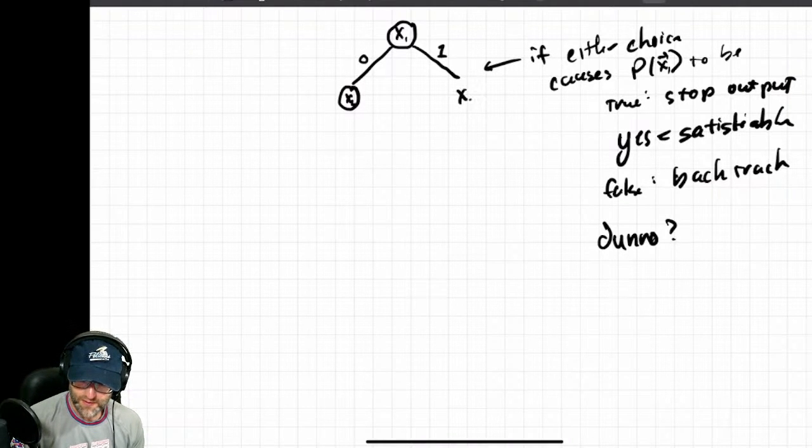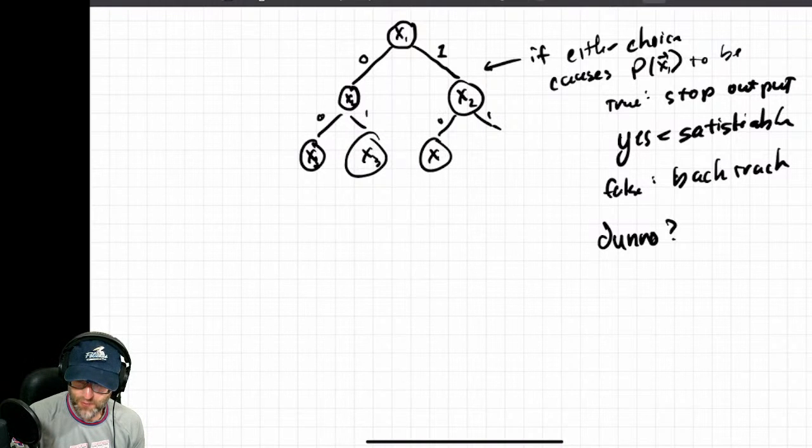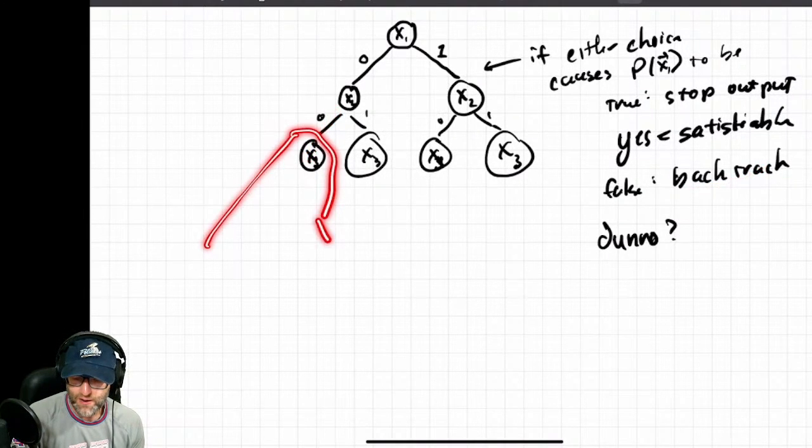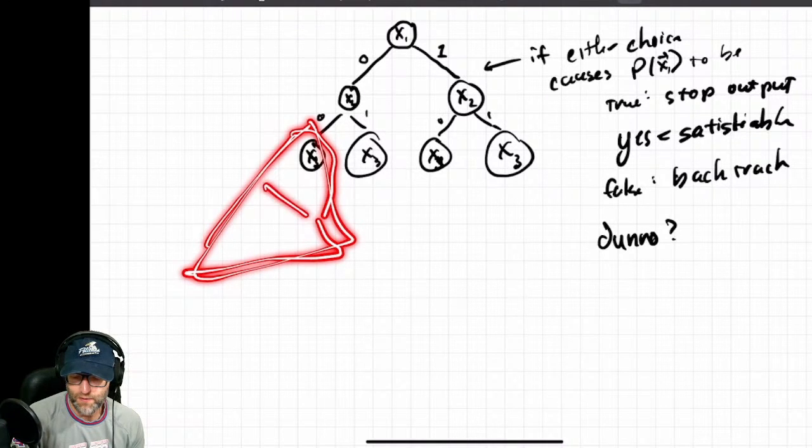For x2, I have two choices there. I could set that to false, or I could set that to true, right? And you would continue this way. But you can imagine that if you ever get to a point where it's either true, then you're done. Yes, it is satisfiable. Or it's false, and then you can backtrack. In other words, you can end up cutting out this entire subtree over here.